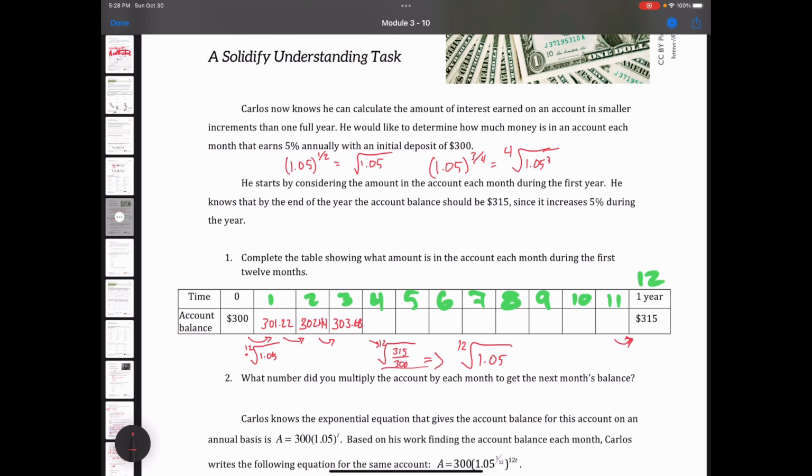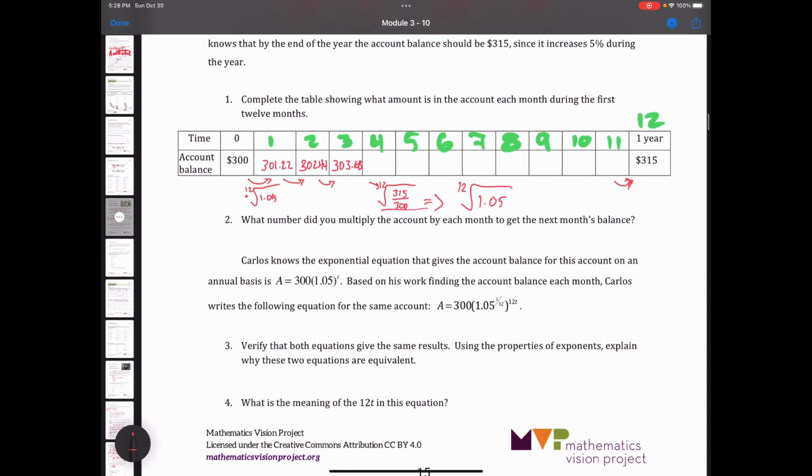When we look at what number you multiplied the account by each month to get the month's balance, we should look at this number. When we plug that into our calculator, what do we actually get by itself? That should be about 1.004, which is what we're multiplying by each time. So approximately times 1.004 times 1.004, and so on for the rest of it. If you were having trouble with the 12th root and need me to show you how to do that when I get back, we can go through that then, but you're multiplying by 1.004.